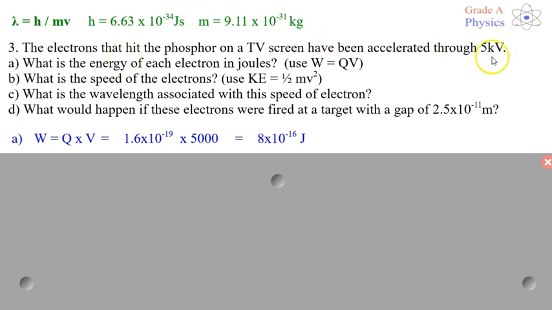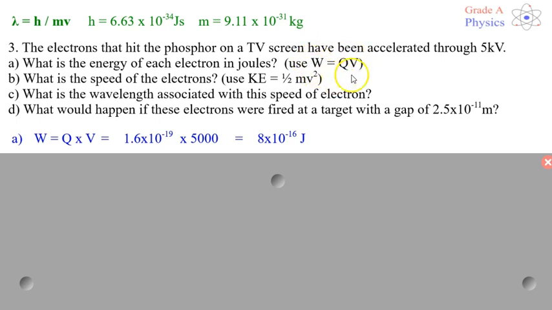So we've got 5 kilovolts, 5,000 volts. What is the energy of each electron? So we're assuming that they're stationary to start with. They're accelerated through this PD of 5,000 volts. We can calculate the work done on the electrons, which will appear as the kinetic energy. So work done is Q times V.